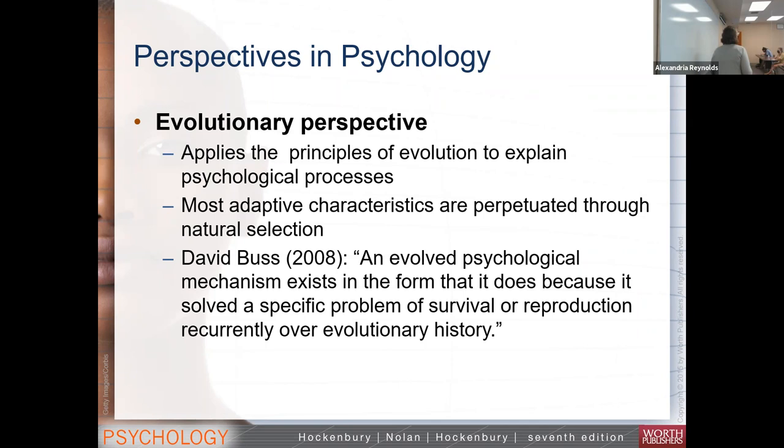That's the idea. David Buss is a big proponent. Basically he talked about how anything that we do must be to help our species survive. That's his whole point in all of this. Everything that we do must help our survival. Any questions about this perspective? Good? Okay.